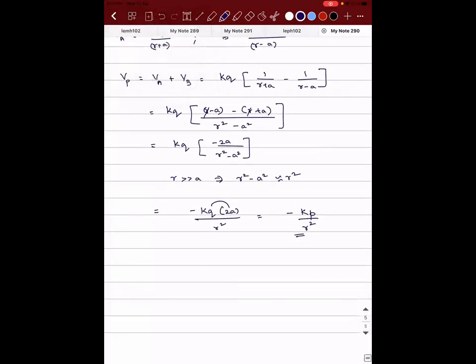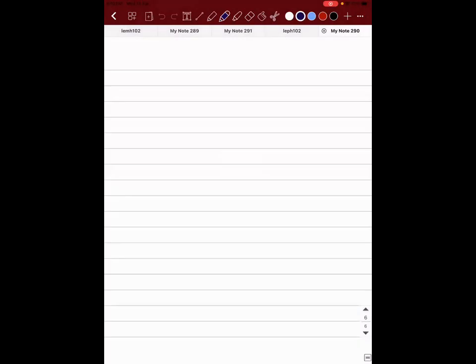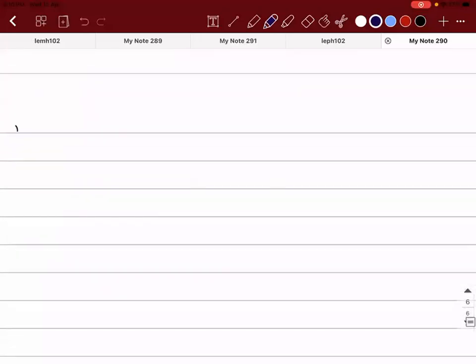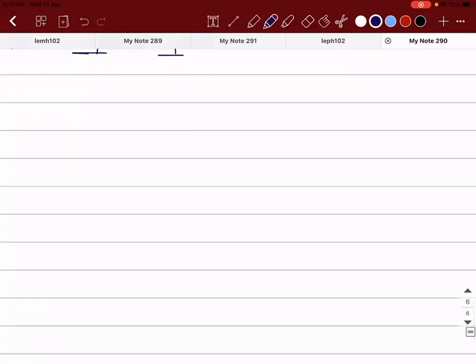So we'll go on to the next concept. That is electrostatic potential due to a dipole at equatorial point. So second case, at equatorial point. Okay. So what is going to happen at equatorial point?